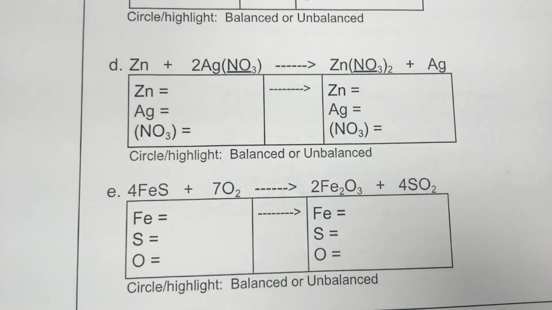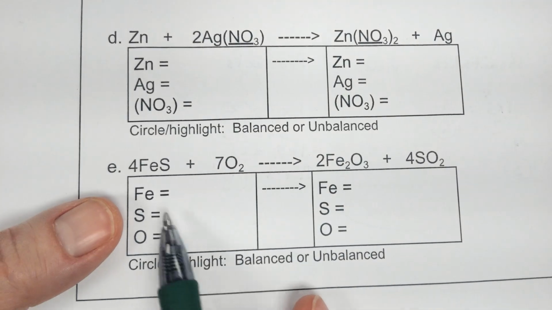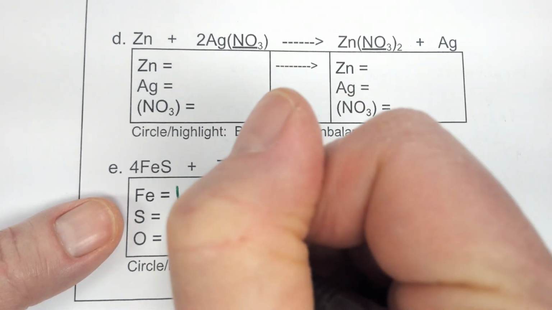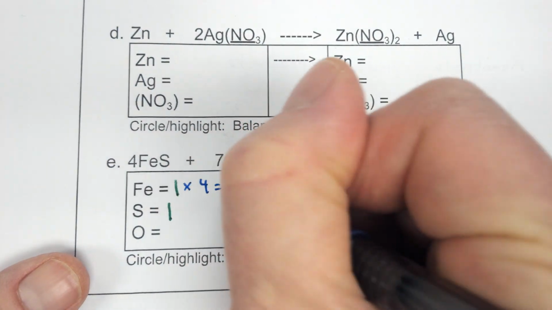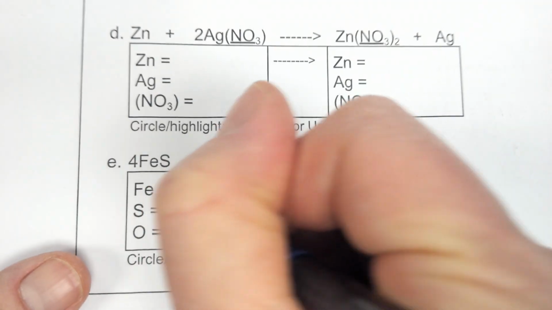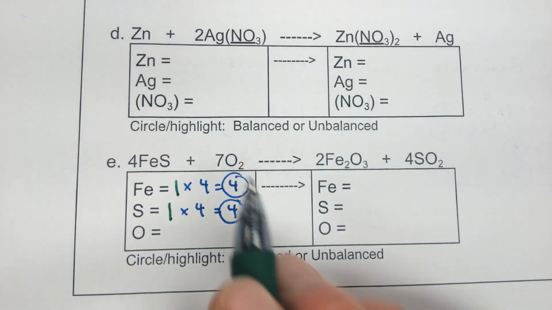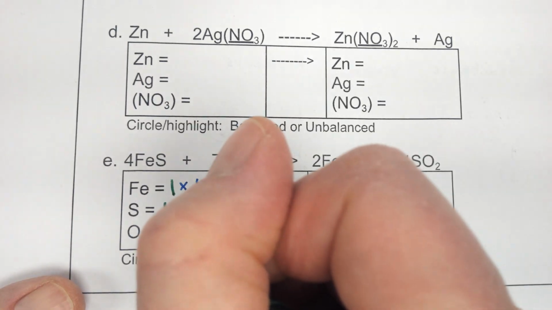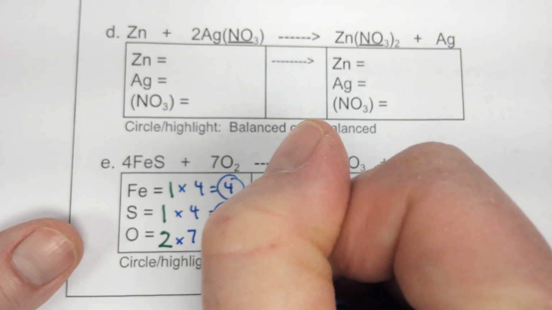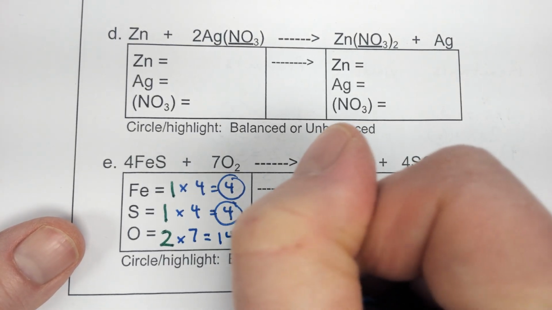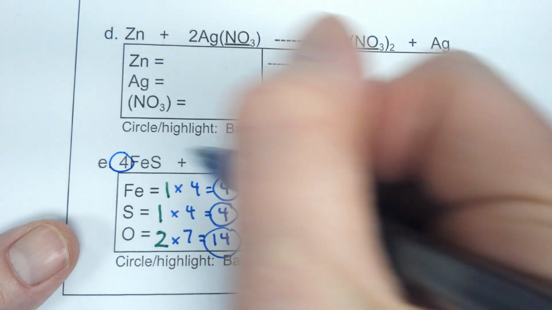So let me just make sure I'm completely in the frame here. All right, so I got Fe equal to 1, S is equal to 1. Both of those are times 4. Oxygen is equal to 2, and then that one is times 7 for a total of 14. All right, so that side is done. Oh, and circle my coefficients, right?